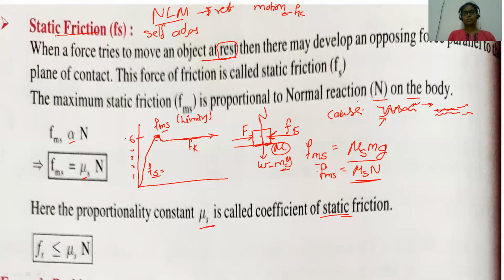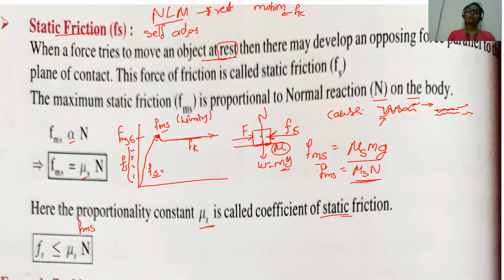See, this is the maximum static value, and this is the Fs value. Fs value is always less than what, children? It is always less than the maximum static friction, Fms, or we can write mu s of N. This is a formula. Understood? Fs is always less than or equal to mu s N.